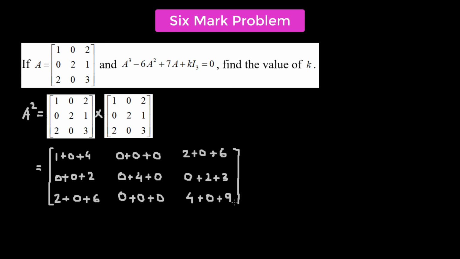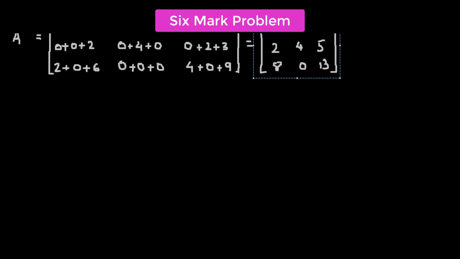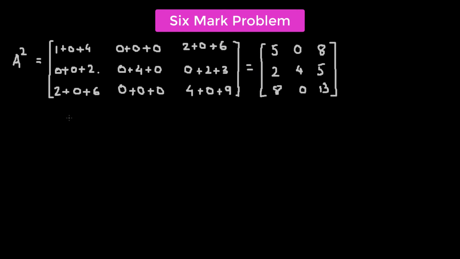So we have the value of A squared here, which is going to be equal to 4 plus 1 is 5, 0, 8, 2, 4, 5, 8, 0, 13. Now that we have A squared, we can find out the value of A cubed. So let me copy this value of A squared, and then we will find out the value of A cubed.